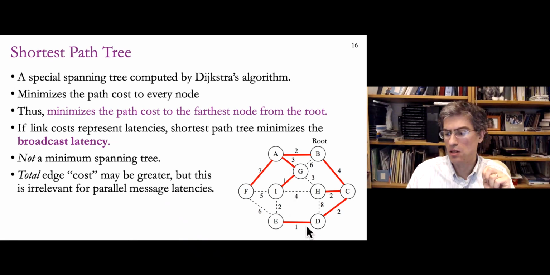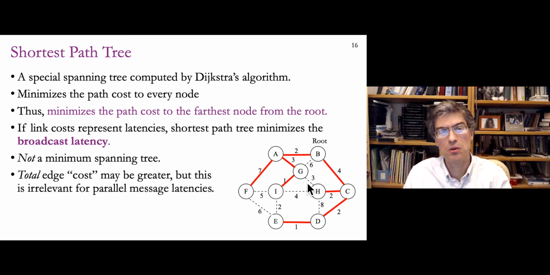And we can compute that using Dijkstra's algorithm, actually. So we saw Dijkstra's algorithm before for finding the shortest path to any one node, but in that process, it also computes the shortest path to every node. And this is an example of such a tree. Okay, this is not a minimum spanning tree. The total edge cost might be greater, but this minimizes the broadcast latency.